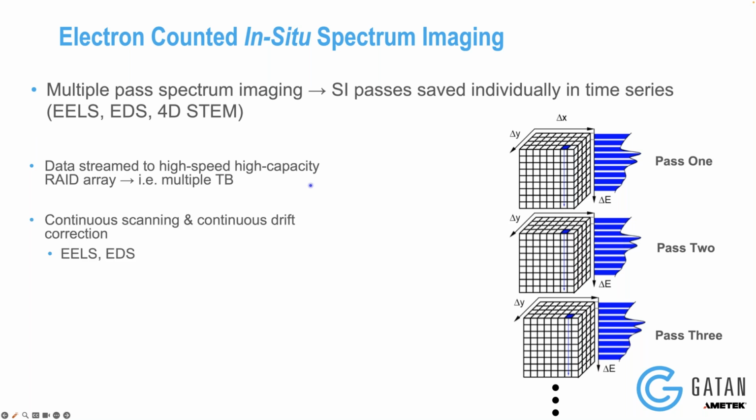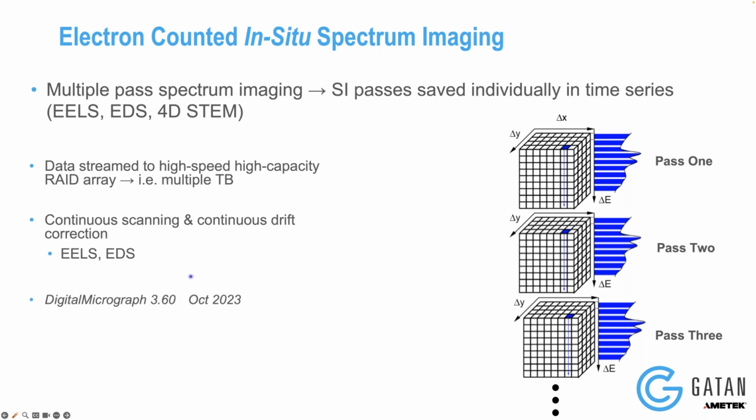We can do continuous scanning and continuous drift correction. These two things become incredibly important when you scan very, very fast. If your spectrum images are only taking a couple of seconds to acquire, you don't want to be stopping and starting to do drift measurements, because that will add significant dead time. You don't want to add 2 seconds to data that takes 2 seconds to acquire. It would be a bad strategy, but that is no longer the case. So, continuous scanning, continuous drift.